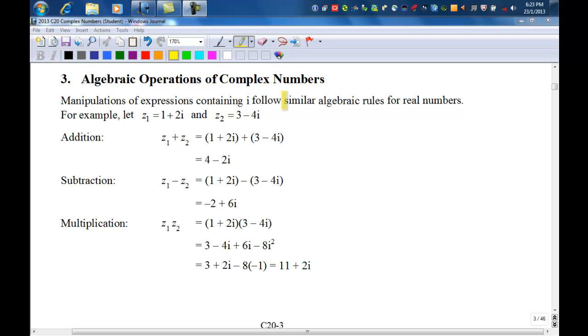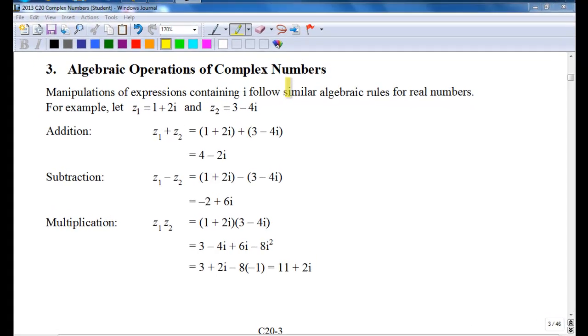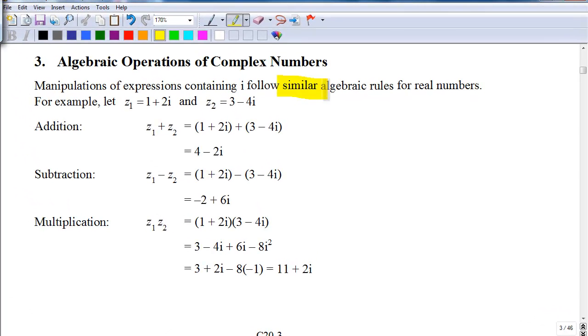Now that we have defined a complex number in this Cartesian form, the next thing that we want to do is to discuss how we manipulate these numbers. Now the easy way to tell ourselves how to do this is to tell ourselves that they follow similar algebraic rules for real numbers. Now we look at an example to illustrate all this.